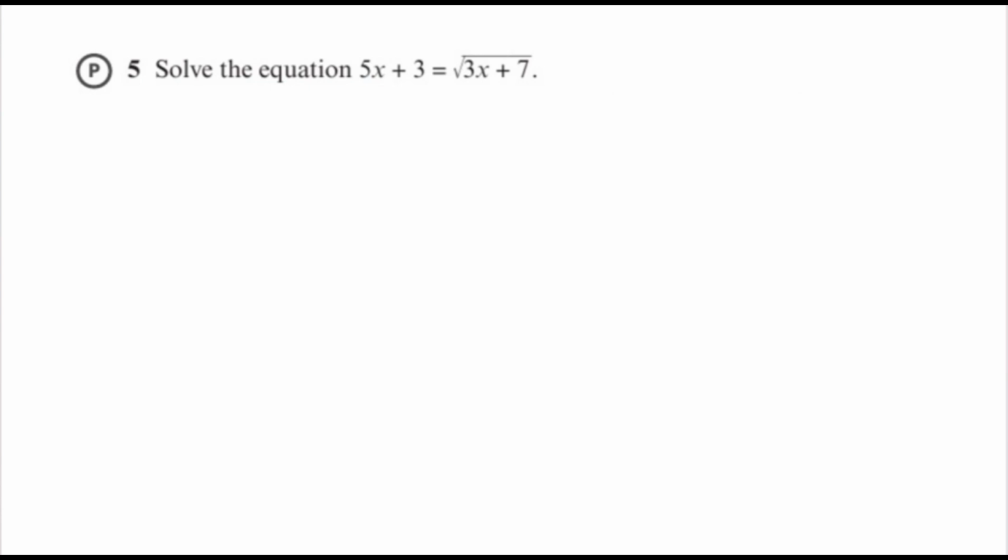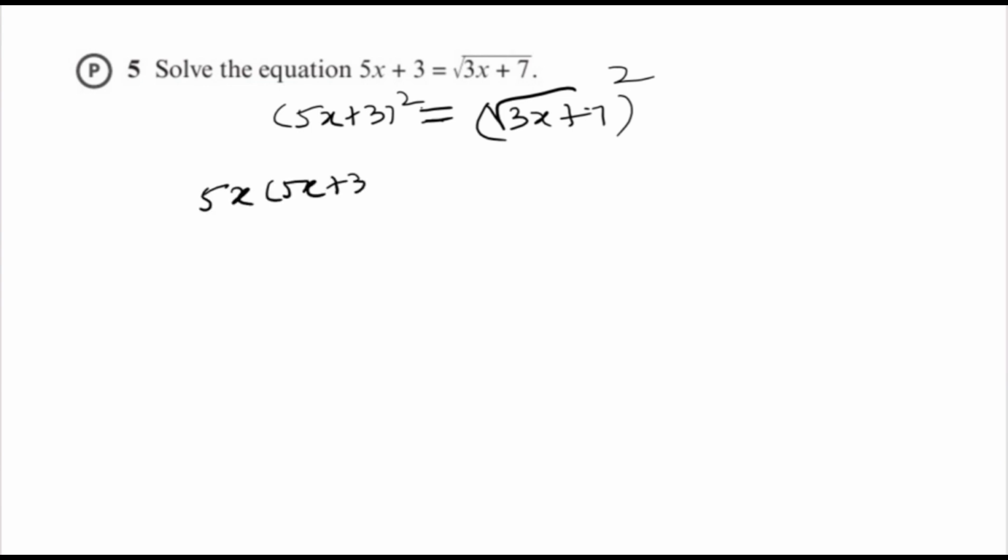Question number 5. Solve the equation 5x plus 3 is equal to square root of 3x plus 7. Here also we have a square root, so we can't simplify it. So the first step is to square both sides. So 5x plus 3 squared is equal to 3x plus 7 squared. So 5x plus 3 squared, its expansion is there. So I can write 5x plus 3 into 5x plus 3 equal to this side, the square root and square will get cancelled. So we get 3x plus 7.